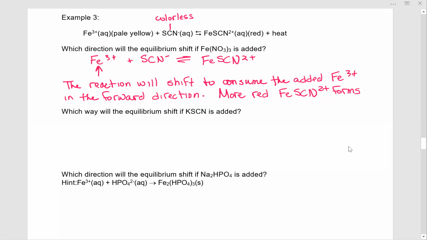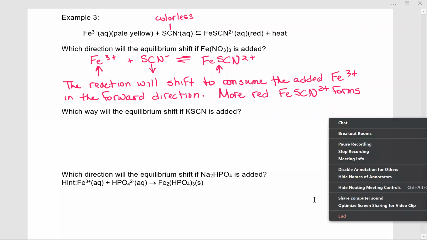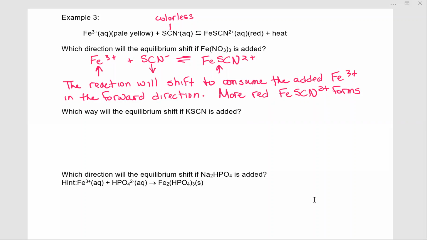Okay, so I've rewritten the equation here, and I put a little arrow underneath the iron to show that we have added iron Fe3+. So the reaction will shift to consume the added Fe3+ in the forward direction. Now, notice as we do that the thiocyanate ion is going to go down and the iron thiocyanate is going to go up. More red of the iron thiocyanate forms, and we're going to see the solution get redder. So now let's try the next question. Which way will the equilibrium shift if potassium thiocyanate is added? So I'm going to pause and you're going to give this a try.